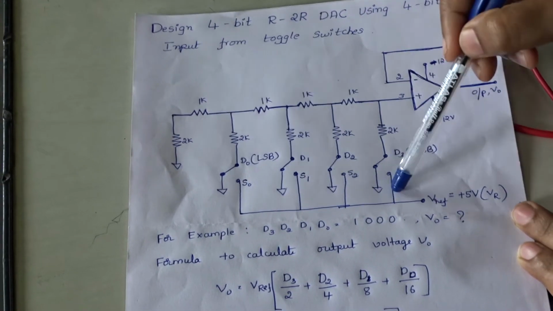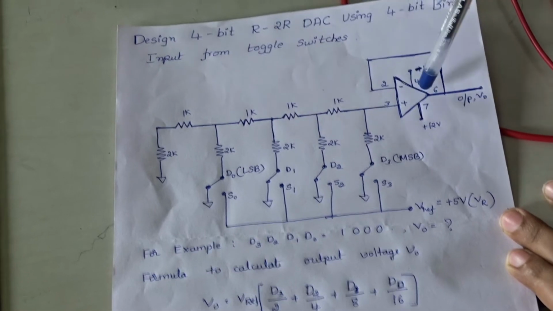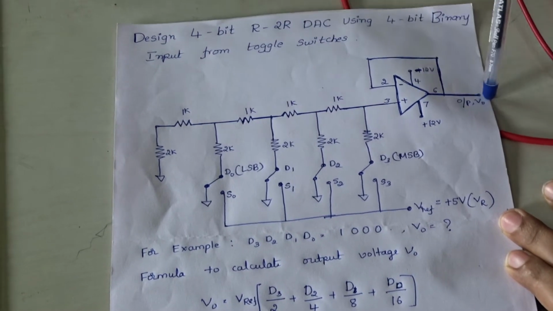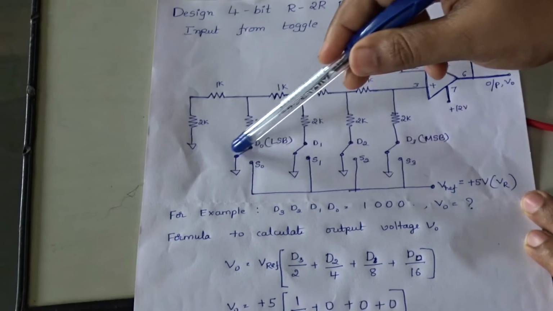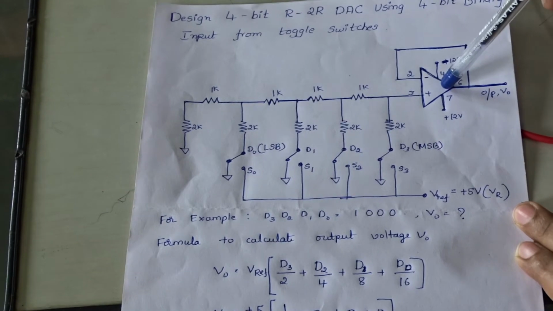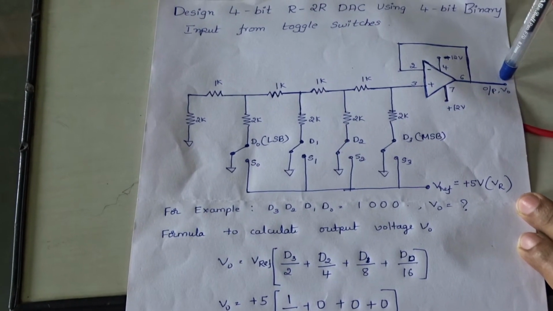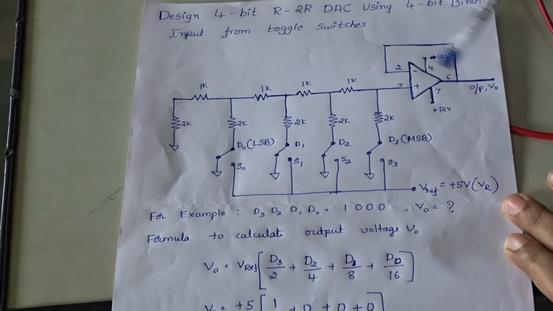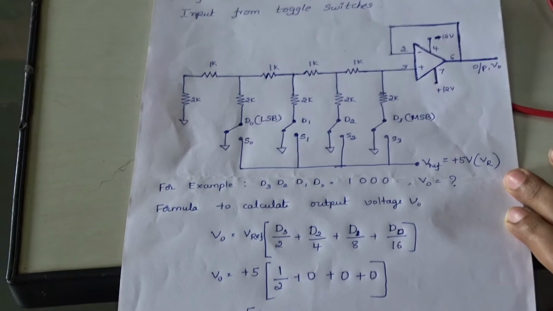Whatever input we give here through the toggle switches will be forwarded through this op-amp, and that can be observed at the output. So what happens here is that we provide the inputs in digital form, which are converted using this active device, the op-amp, so the output of the op-amp is obtained in analog form. So digital to analog conversion is what we are going to see in this experiment.